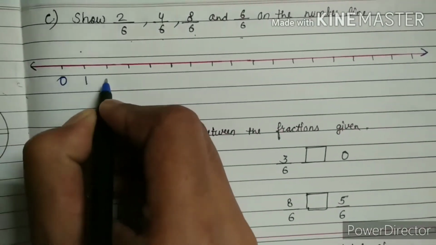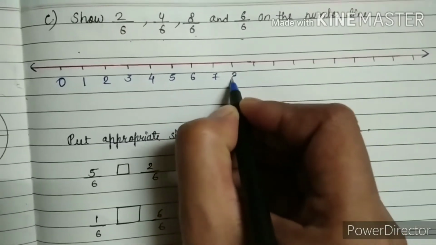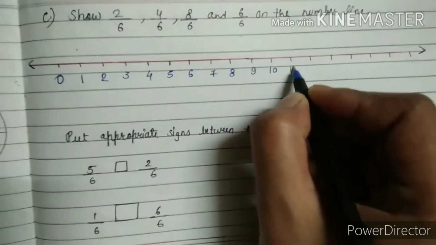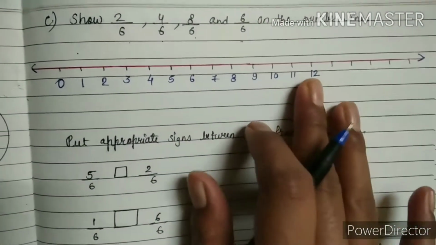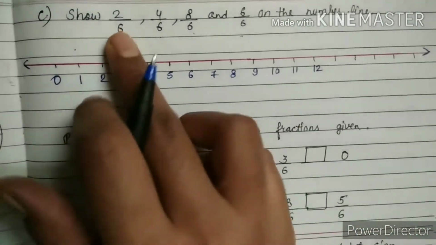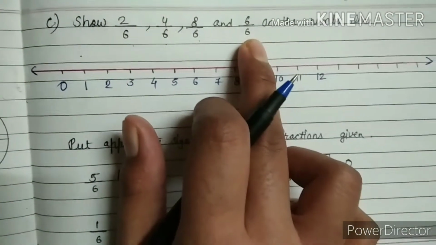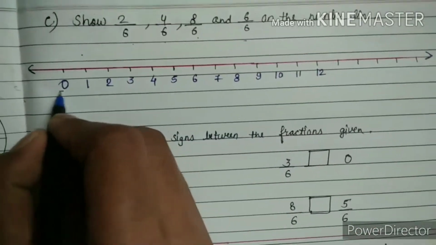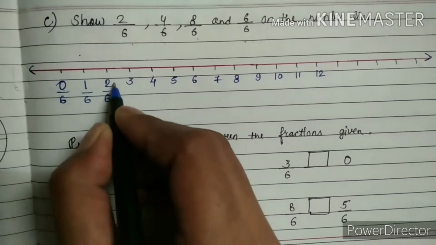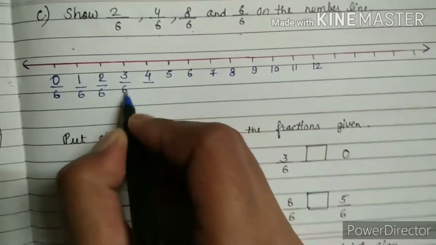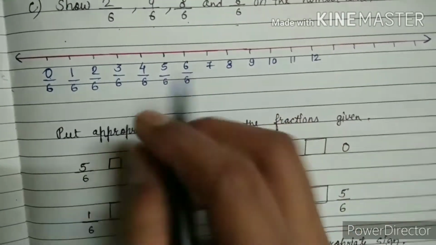Then 1, 2, 3, 4, 5, 6, 7, 8, 9, 10, 11, 12. I am stopping here only. You can continue moving on. You can see here all have the same denominator, 6. So we just put the 6 in the denominator: 0 by 6, 1 by 6, 2 by 6, 3 by 6, 4 by 6, 5 by 6, 6 by 6.